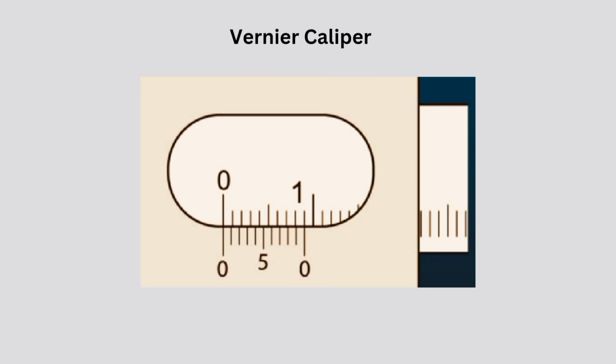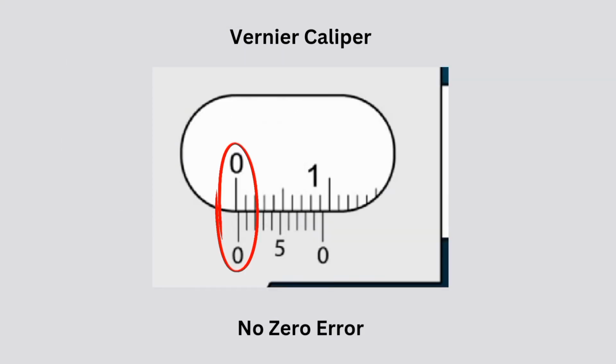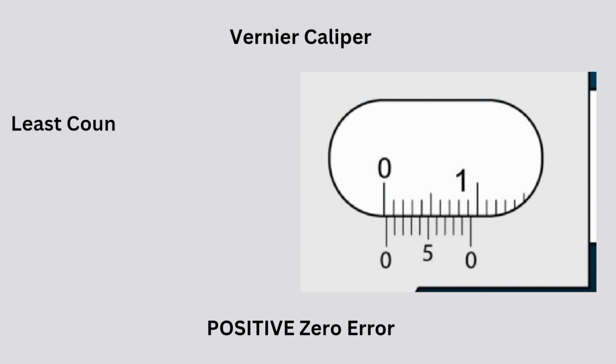Third, we have zero error. In a vernier caliper, when the jaws are closed, the zero division in the main scale and the vernier scale coincide. But in some conditions, we will find they are not coinciding. If the position of zero division in the vernier scale is more right than the main scale, it's called positive zero error. The equation to find the magnitude of positive zero error is the same as reading the vernier scale.